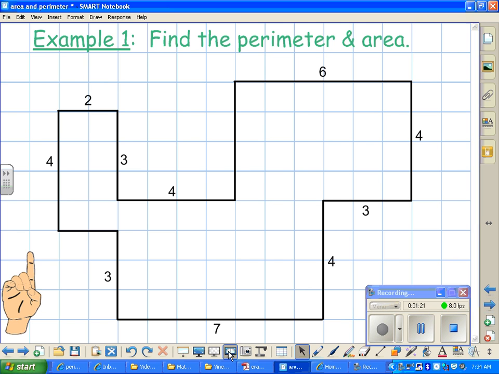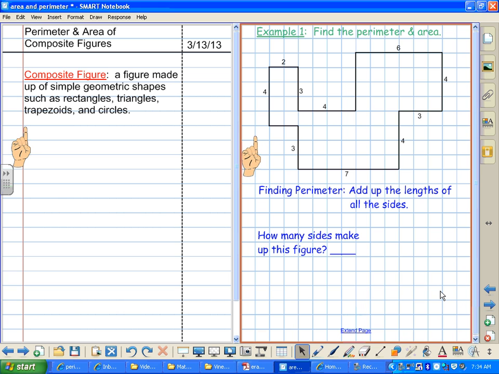Let's start with the perimeter though. The perimeter is, we're looking for the lengths of all of the sides. So the first thing I want you to do is figure out how many sides make up this figure. Let's be very systematic about this. Let's start with the furthest left side here. That's one, that's two, that's three, that's four. I want you to pause the video at this time and write down the number of sides that make up this figure. Okay? Be right back.